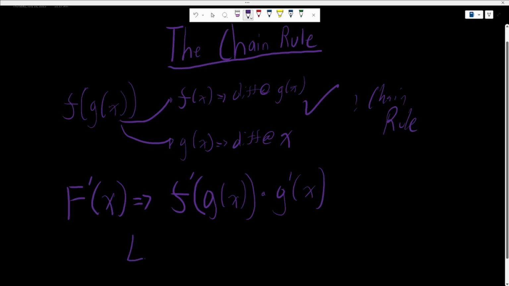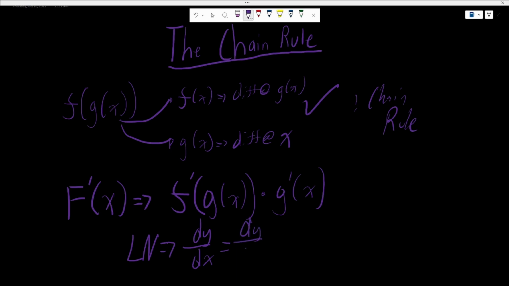And if we use Leibniz notation, that will just be the same thing as saying dy/dx is equal to dy/du times du/dx. And that's if y is equal to f of u and u is equal to g of x.